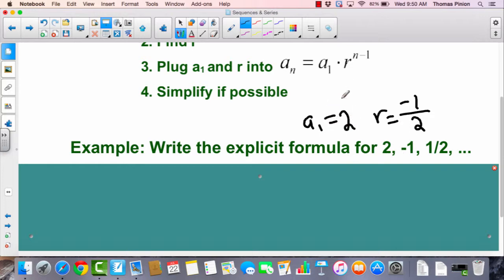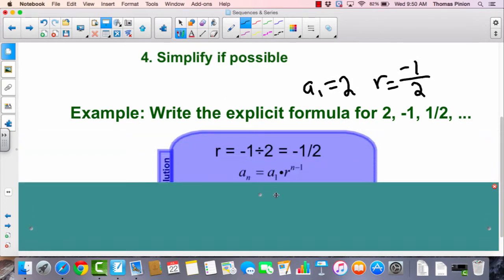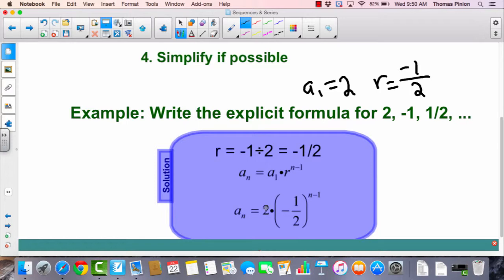Now, all we need to do is plug these two values into our explicit formula. So do realize that when r is negative, that's what causes the signs to change between each successive term. There we found r. You have your explicit formula. We plug it in. A sub 1 is 2, r is -1/2, A sub n stays A sub n, and n stays n. That's the explicit formula if you wanted to find any term in this particular geometric sequence. All you would do is plug in the position number. If you wanted to find the fifth term, plug 5 in for n.